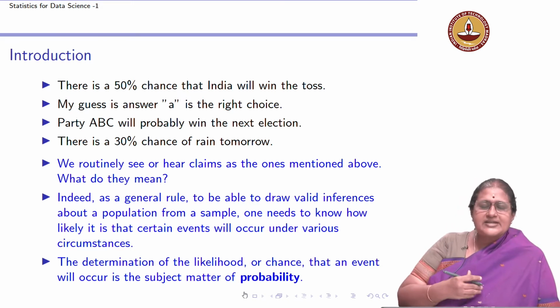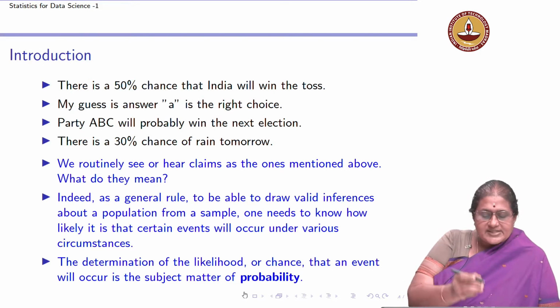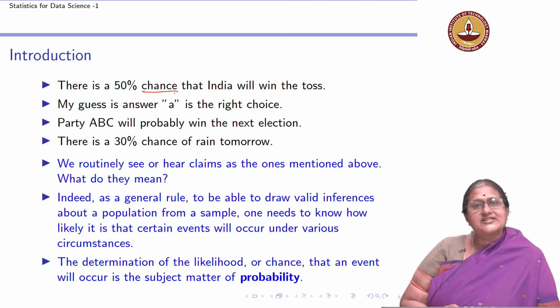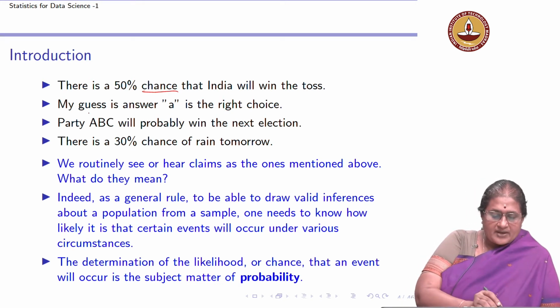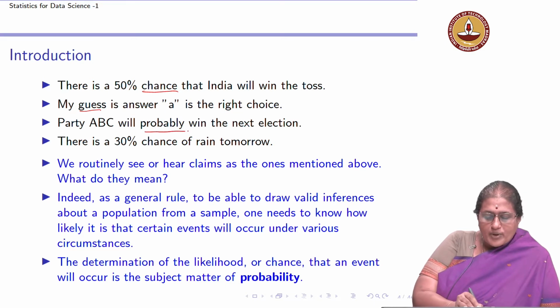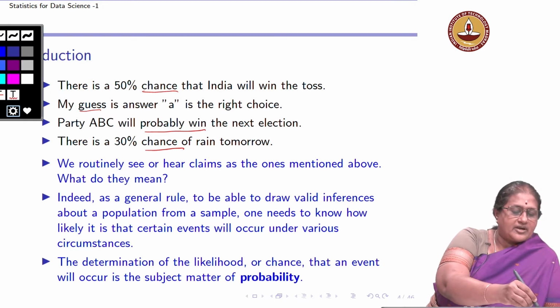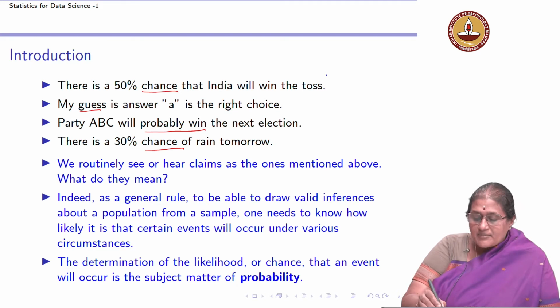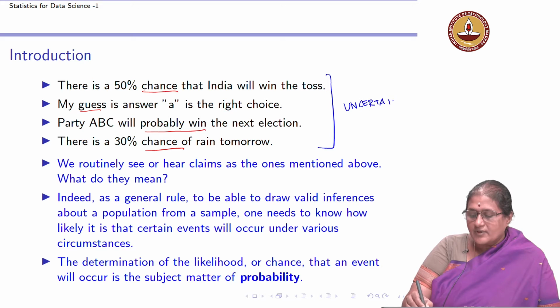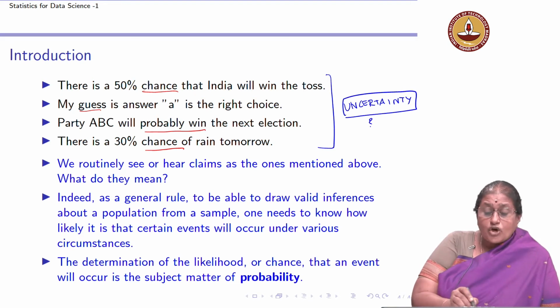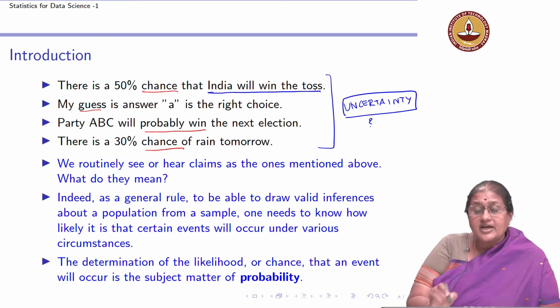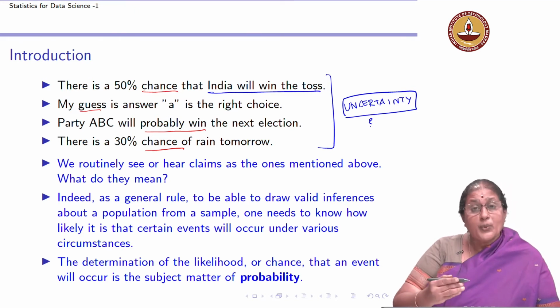Now, when you look at these statements, you always see that in the first statement there was something called a chance that we are talking about. Again, my guess, probably win, chance of rain. So, what we see immediately is that there is an element of uncertainty. What do we mean by this element of uncertainty? We are not sure or certain that India will win a toss. India could win, could not win. So, the outcome is uncertain.